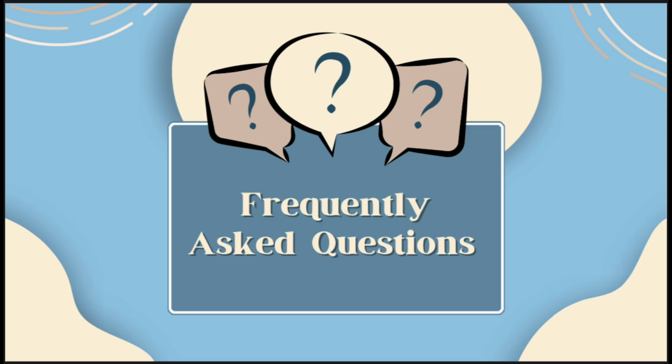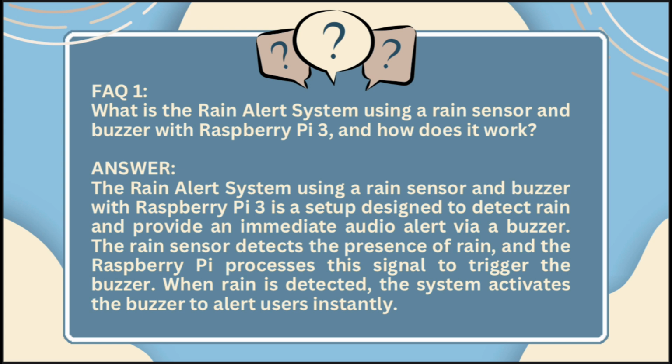Then we go to the last section of the video, which is the FAQ, which stands for Frequently Asked Questions. The first question is, what is the rain alert system using a rain sensor and buzzer with Raspberry Pi 3 and how does it work? The answer is, it is a setup designed to detect rain and provide an immediate audio alert via a buzzer. The rain sensor detects the presence of rain and the Raspberry Pi processes this signal to trigger the buzzer. When rain is detected, the system activates the buzzer to alert the user instantly.